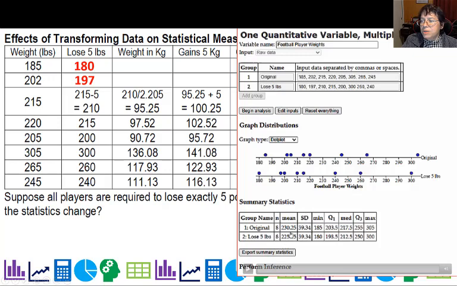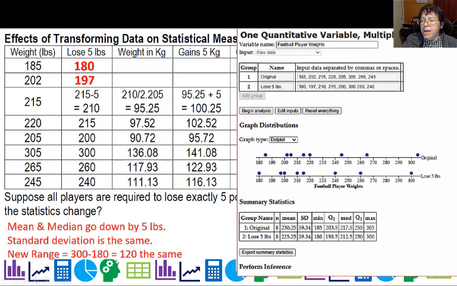Now, what did it do to the stats? My mean went down and my median went down by 5 pounds. Well, what about my standard deviation? My spread looks like it's the same. How about range? Well, we can go ahead and calculate the new range, which is 300 minus 180. It's still the same, which makes sense because the spread on these dots hasn't changed.